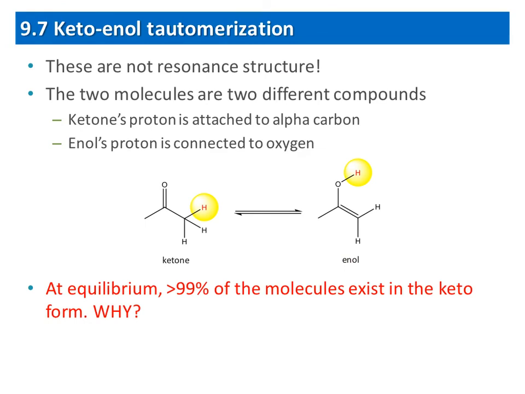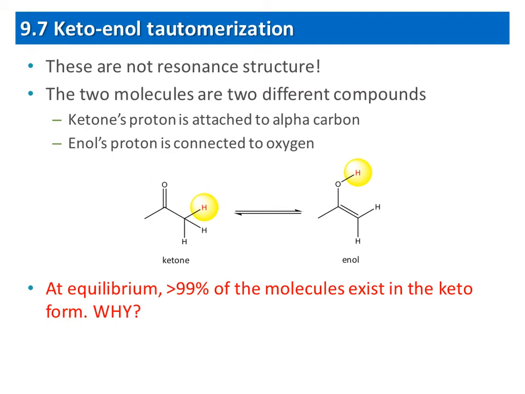Now ketone and enol, they are not resonance structures. It's a big mistake to think that they are resonance structures. They are two different molecules. If you remember, in resonance only electrons move, but here a hydrogen is moving between two structures. In the ketone, hydrogen is connected to the carbon. However, in the enol, hydrogen is connected to oxygen. And as I mentioned, 99% of the time you are going to see the molecule as a ketone, not an enol.